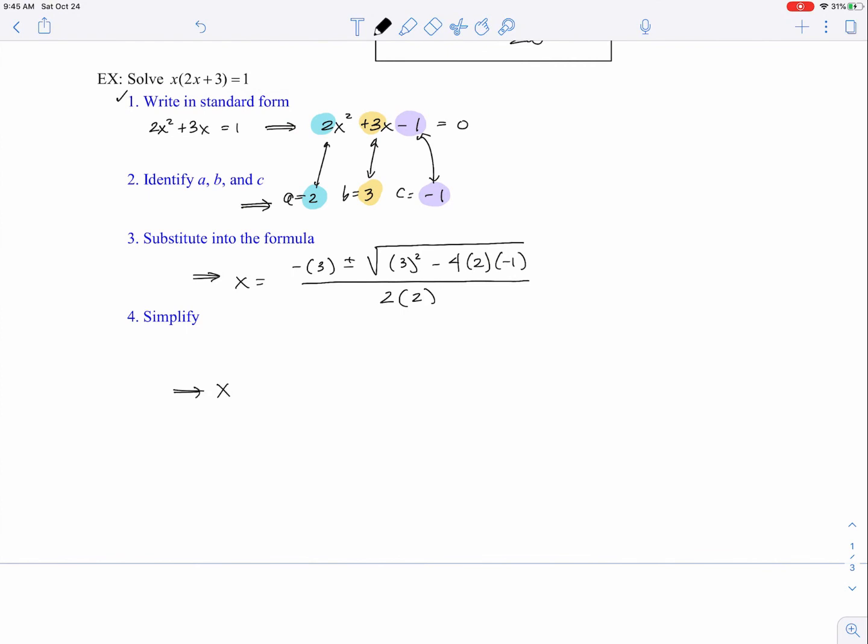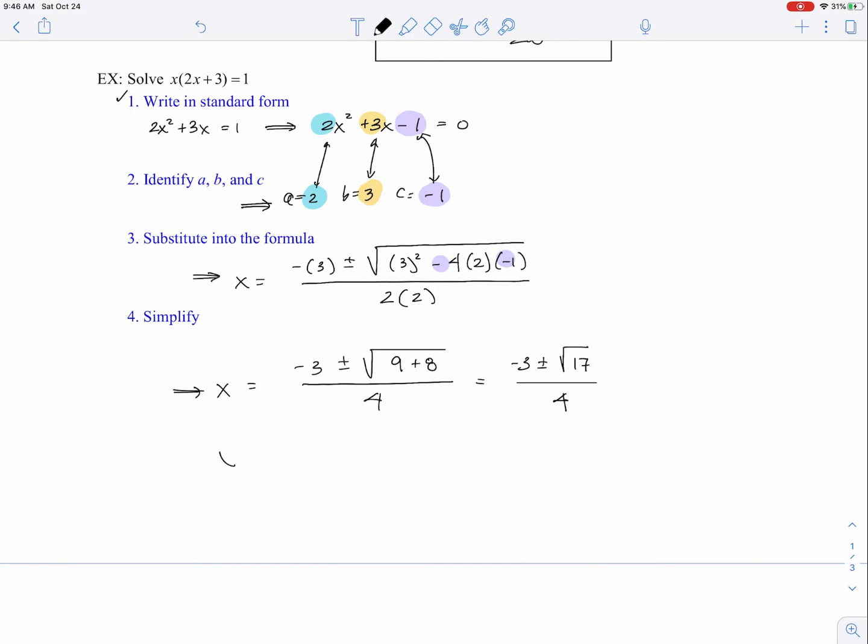So x is equal to negative 3 plus or minus the square root of 9. This is a negative times a negative, so that's going to be positive. 9 plus 8, yikes, all over 4, and we get negative 3 plus or minus the square root of 17 over 4. And those are our answers.